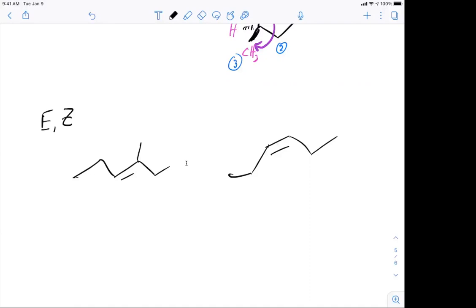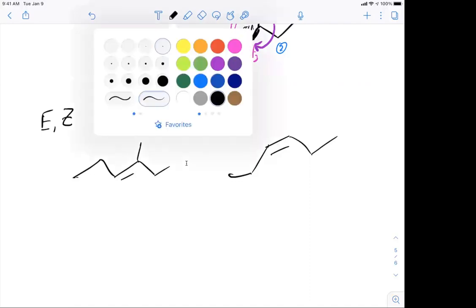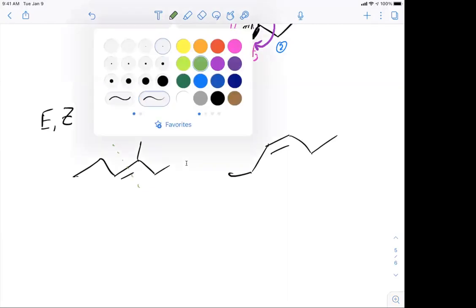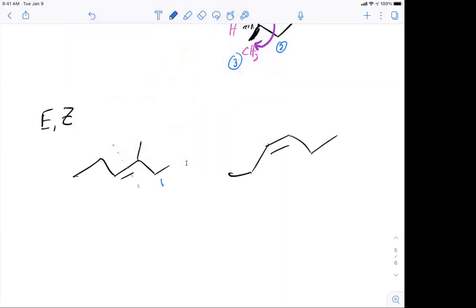All right, so let's take a look. The thing we want to do here is compare the priorities on one side. So I'm going to look at just the left side and just the right side. If we look here, this gets 1 and that gets 2 because one of them is attached to more carbons. On the other side, we have our hydrogen, and of course that's 2 and this is 1. So that's the first thing, to set those priorities.